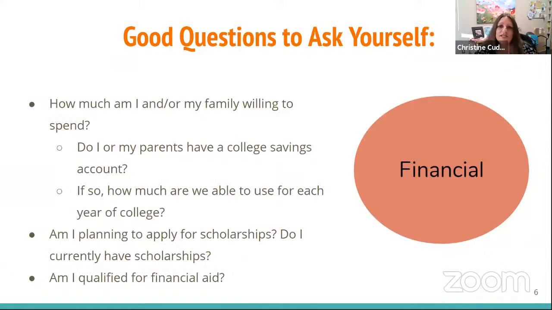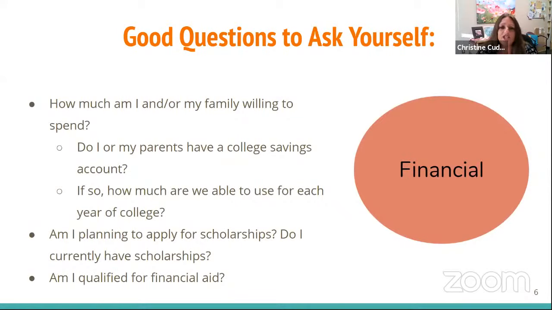For financial considerations, just some questions to ask yourself. How much am I or my family willing to spend? Do I have a college savings account? And how much is that college savings account actually going to cover? Is it 1 year's worth of tuition? Is it half of your college tuition? Is it the full college tuition? Are you planning to go to graduate school after your undergraduate degree? And is that going to cost more money as well? So really, how much money do you have saved up? And is that or is that not a factor in deciding where you're going to attend college?